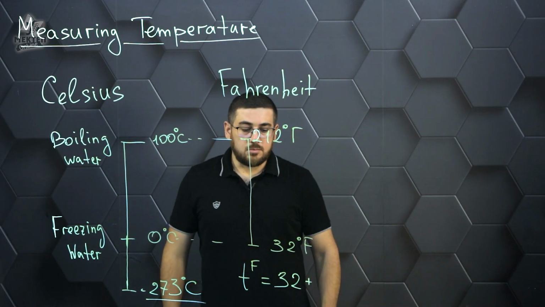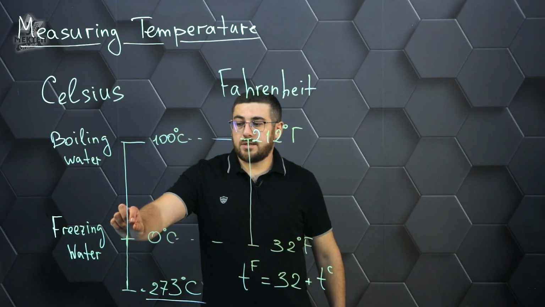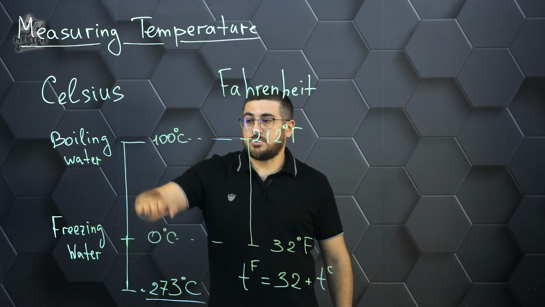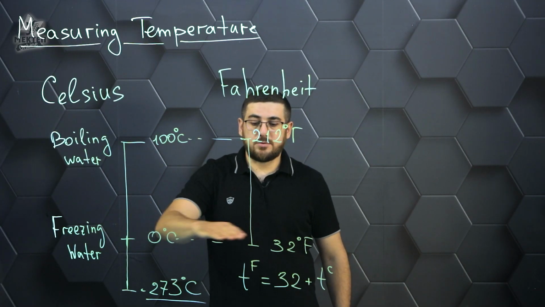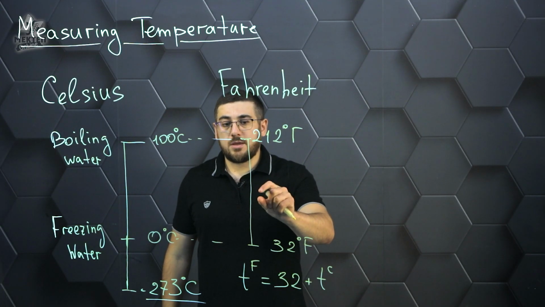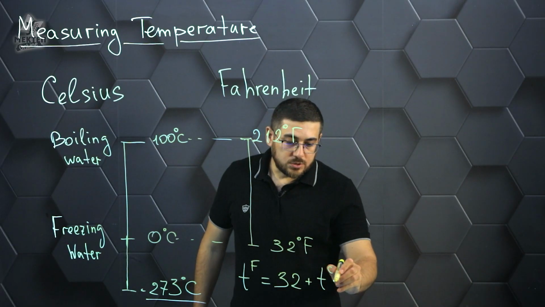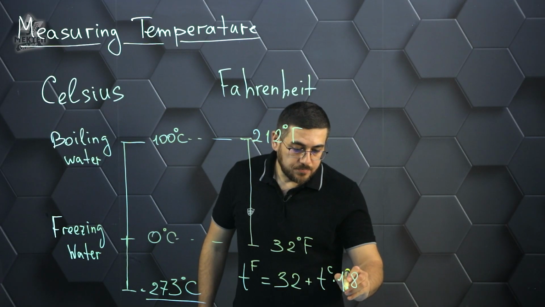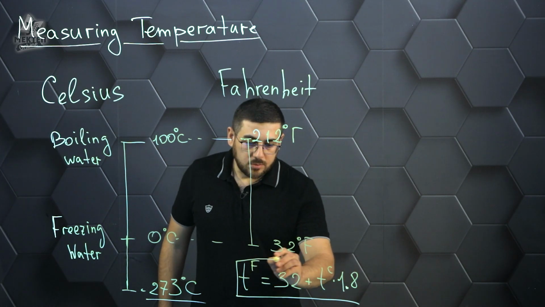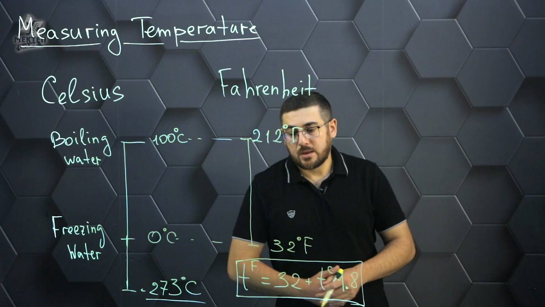And plus, we have to take into account the fact that the degree measure, which is the scale value, is different. If you calculate how many times they differ from each other, you can see that here we have a range of 100 degrees, here we have 180 degrees. So the Fahrenheit scale is 1.8 times larger than the Celsius scale, so we just have to multiply that number by 1.8. And that's how we get the formula for converting temperature from degrees Celsius to degrees Fahrenheit.